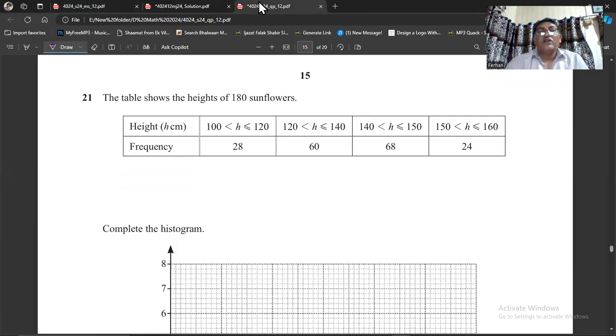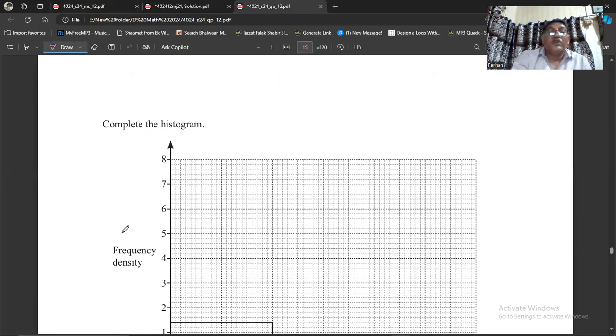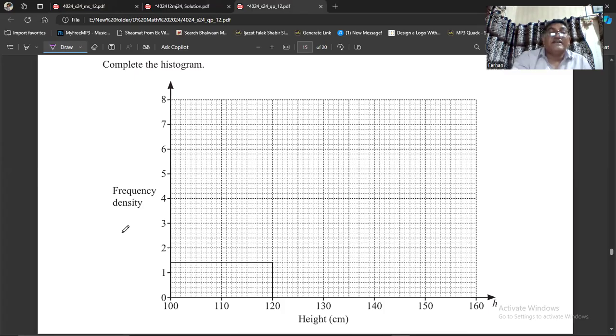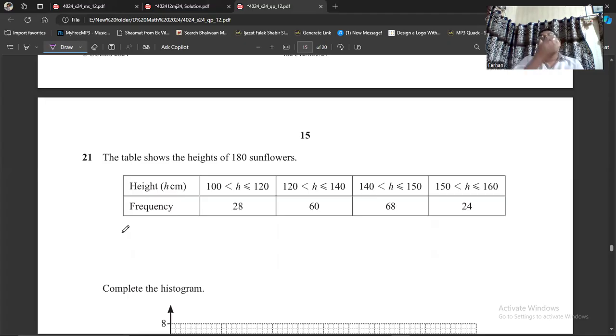So now we are on question number 21. It says the table shows the heights of 180 sunflowers. So the frequency is given. Here we have to complete the histogram. In the histogram, we have the frequency density. If you want to find the frequency density, you need to know the class width.